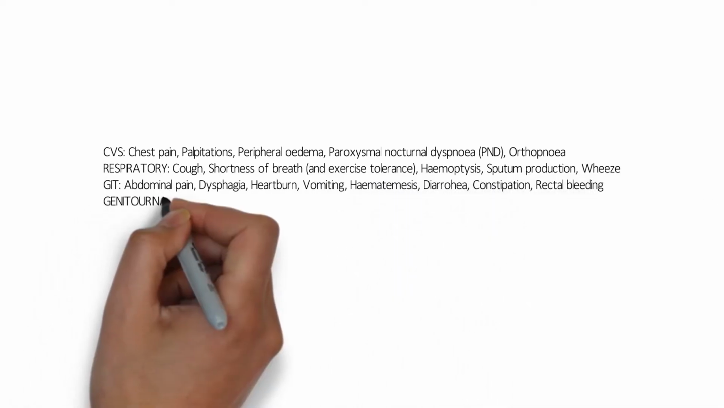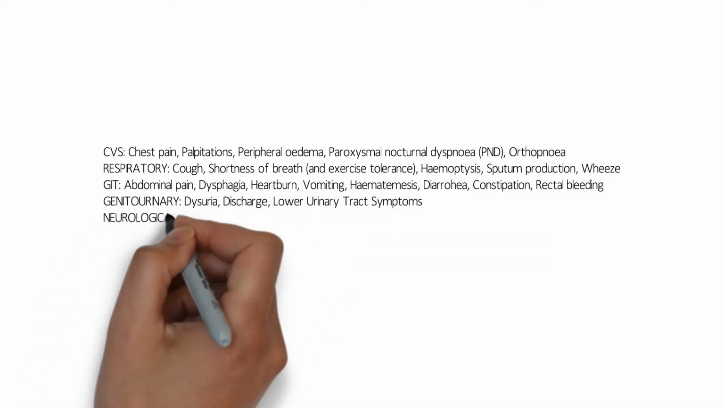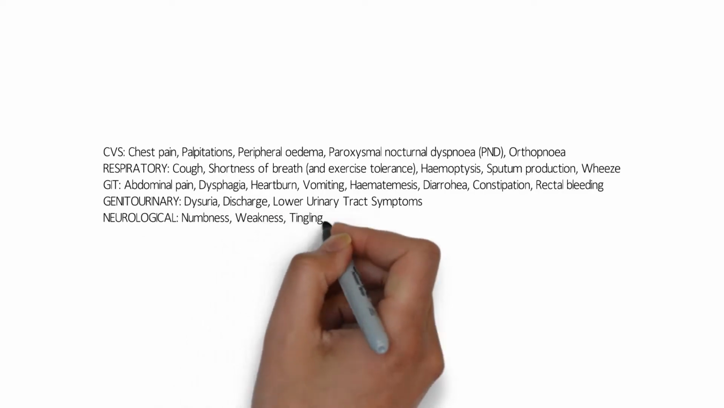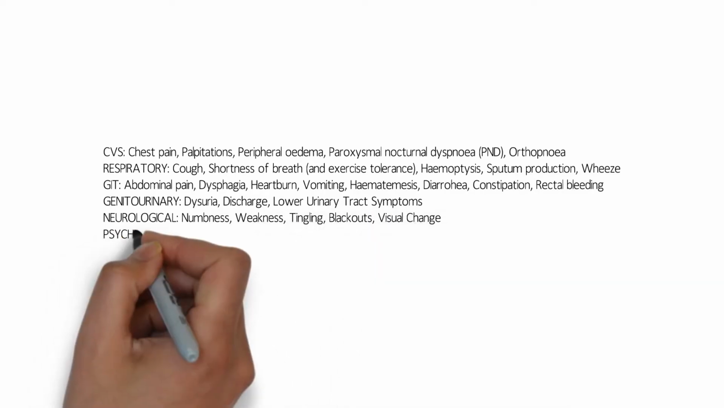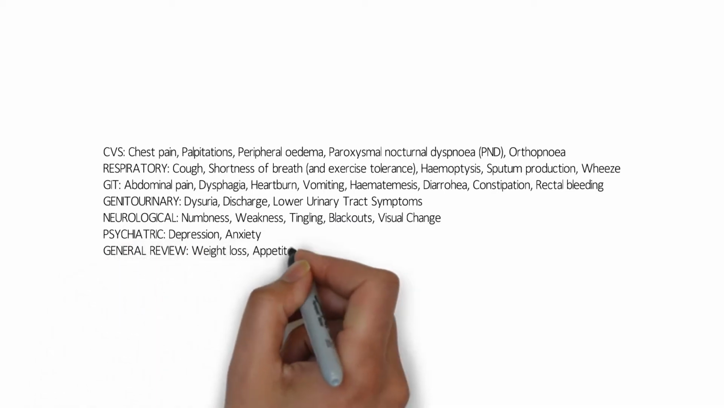For genitourinary, ask for dysuria and discharge. For neurological, ask for numbness, weakness, tingling, visual change. For psychiatric, ask for depression and anxiety. And for general review, ask about the history of weight loss and change in appetite.